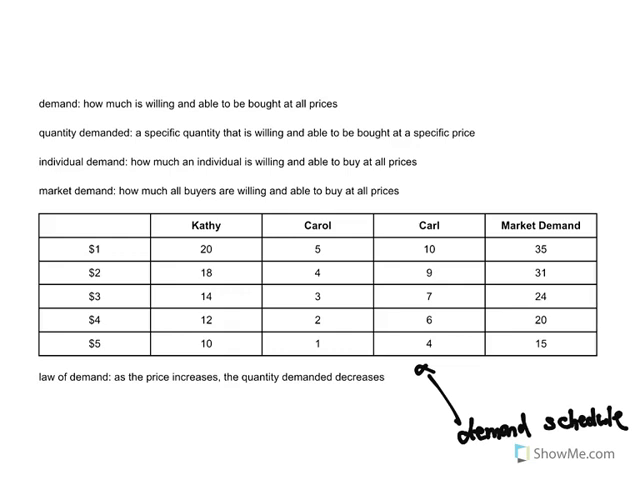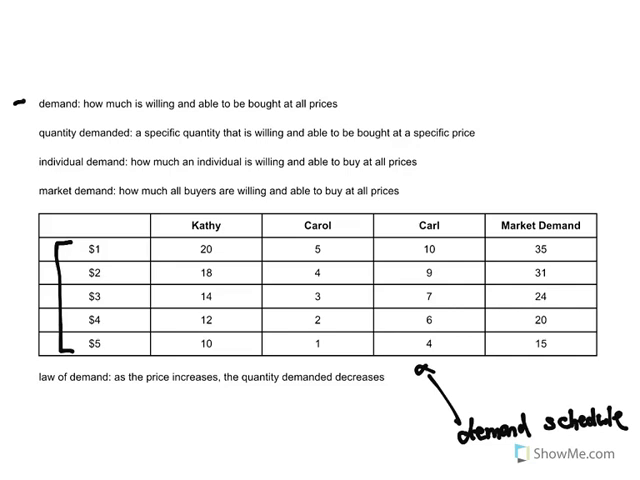Well, it tells us what the prices of a particular good are, in this case $1 to $5. And then how much quantity demanded each of these three buyers in the market has. We're assuming this market only has three buyers, Kathy, Carol, and Carl. And how much are they willing and able to buy at each of these prices?